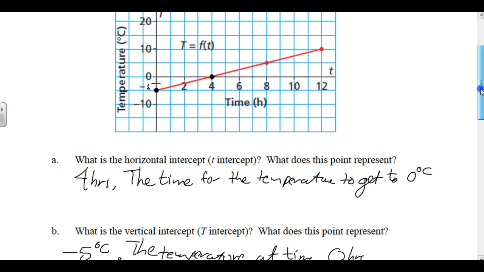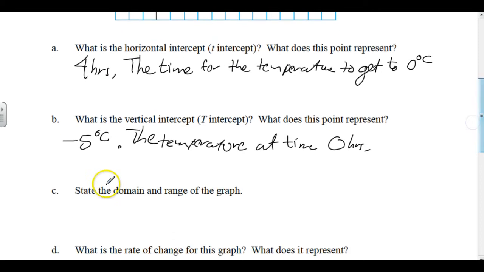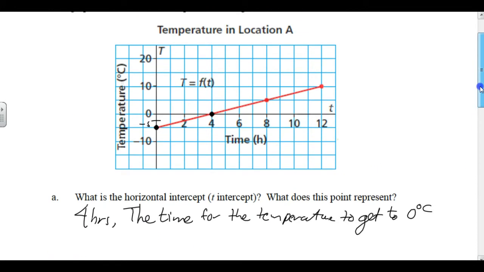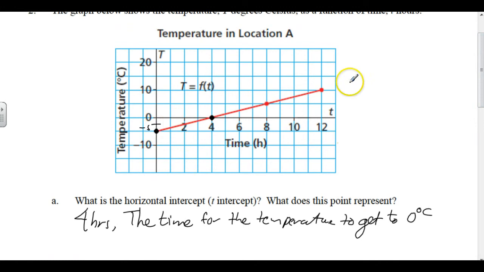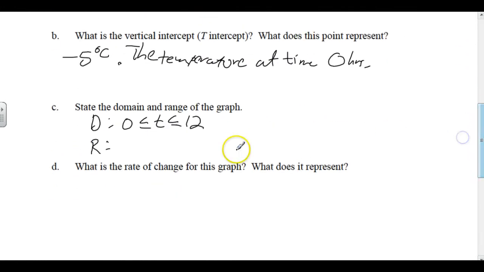State the domain and range. Okay, domain, so time goes from 0 to 12. 0 less than or equal to t less than or equal to 12. And the range goes from -5 to +10. -5 less than or equal to capital T less than or equal to 10.